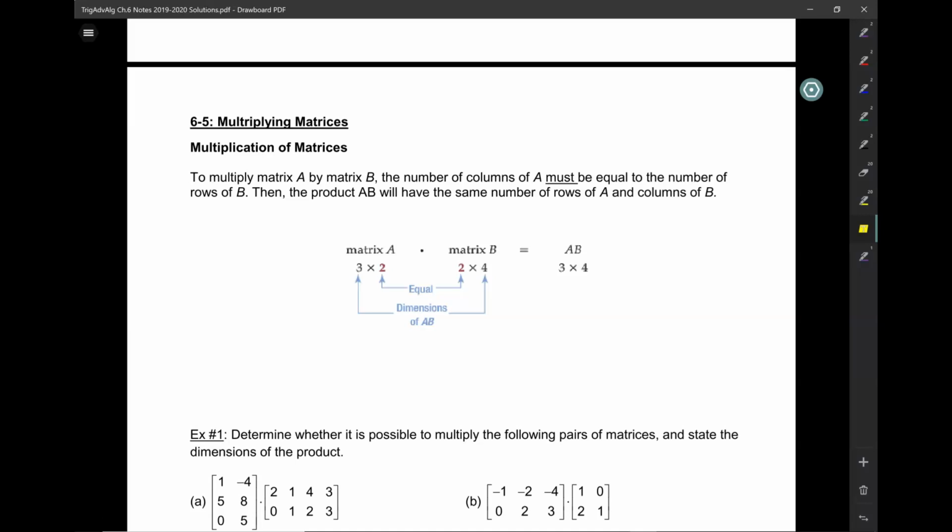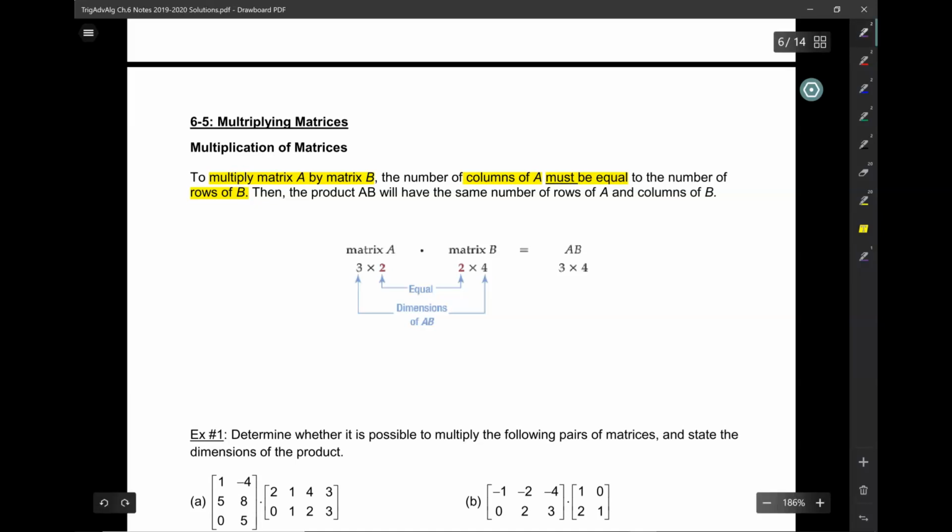So first and foremost, when can we multiply matrices? To multiply a matrix A by a matrix B, the columns of A must be equal to the rows of B. Then you can multiply them, and it'll also give you a way to figure out how the product matrix will look. All right, so let's just take an example.